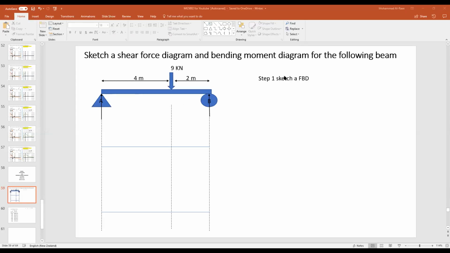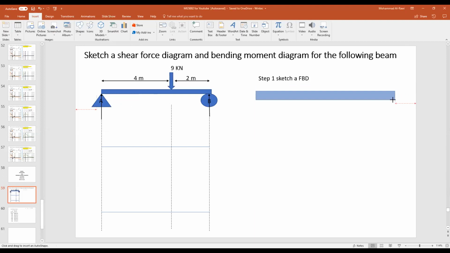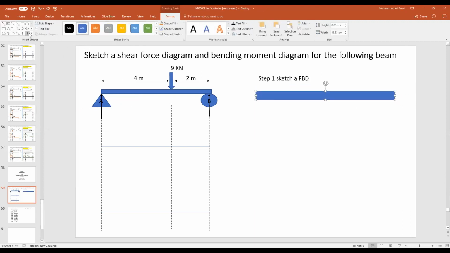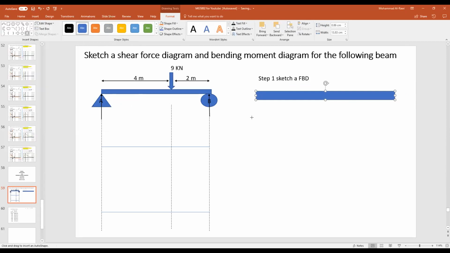So do you know the sketch? I'll give you maybe 1 to 2 minutes just to sketch the free body diagram, and then I'll do it with you guys at the same time. It should be very straightforward, not really something very complicated.